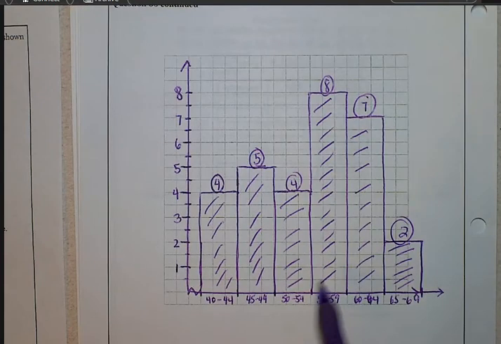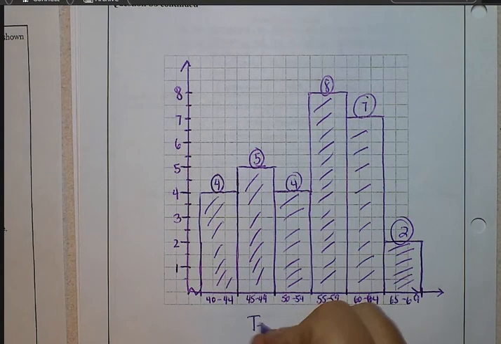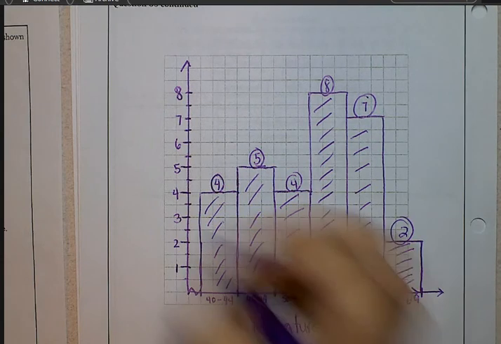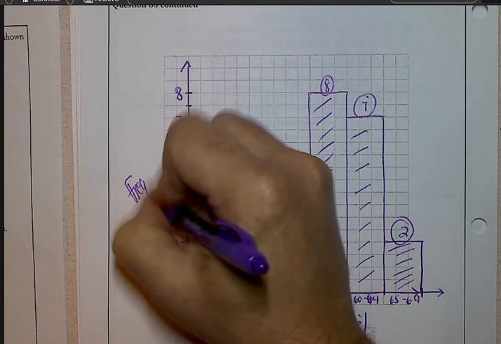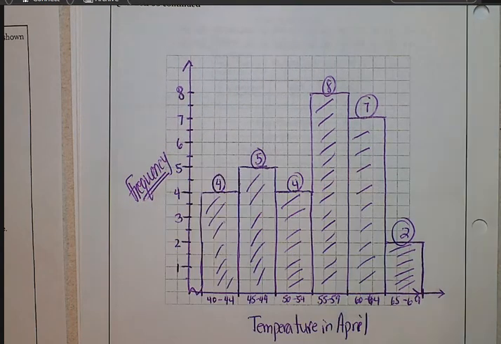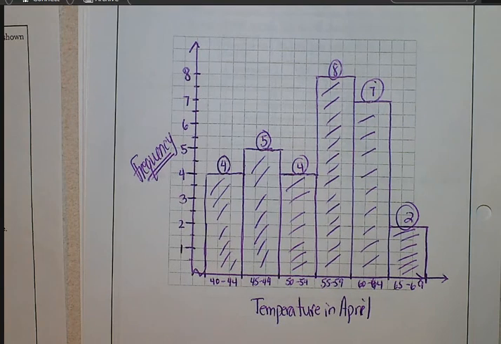These are going to be temperatures in April. And this is, you can just label your frequency. Okay? And then you have your full credit answer.